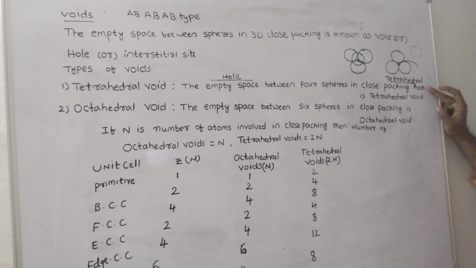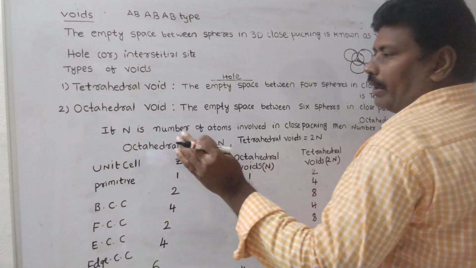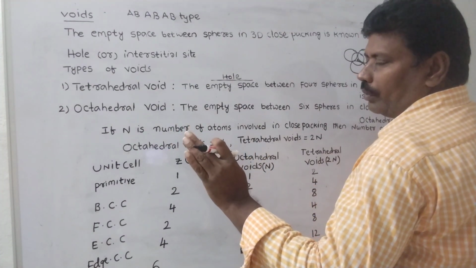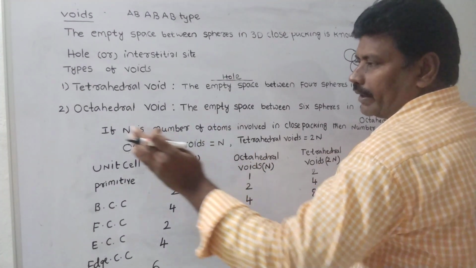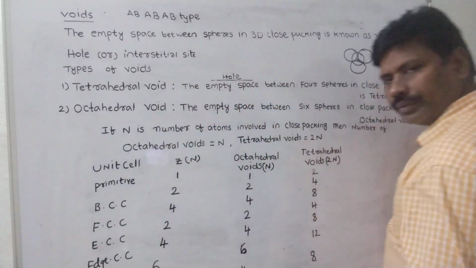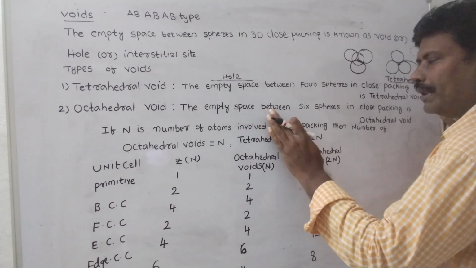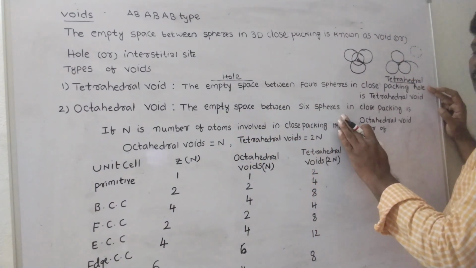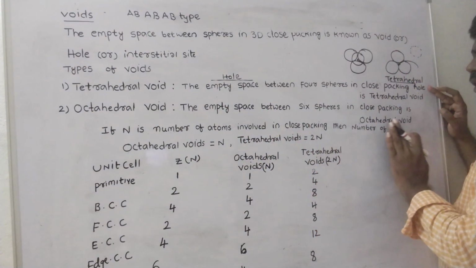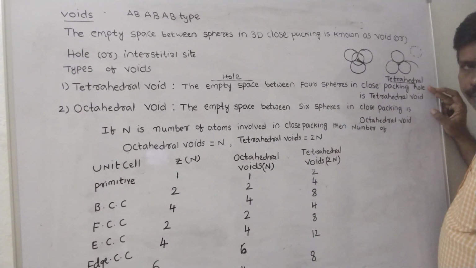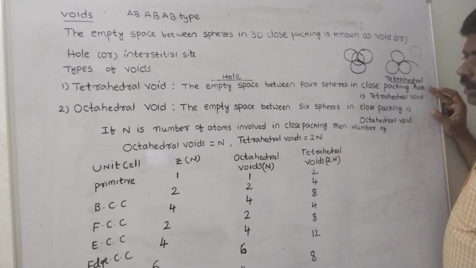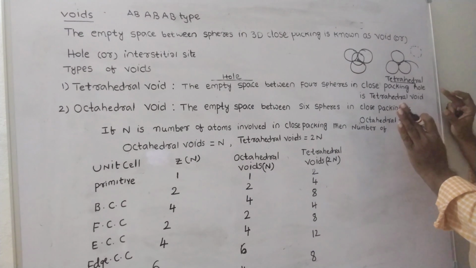What is the other type of void? That is the octahedral void. Octahedral void means the empty space between the 6 spheres in close packing is called an octahedral void. So, 6 spheres.